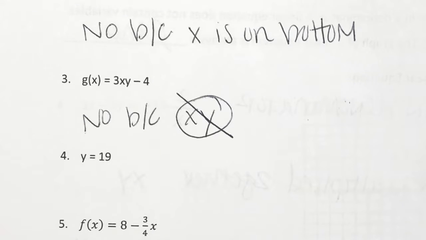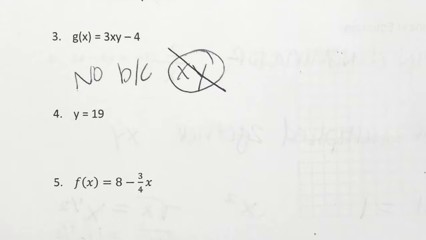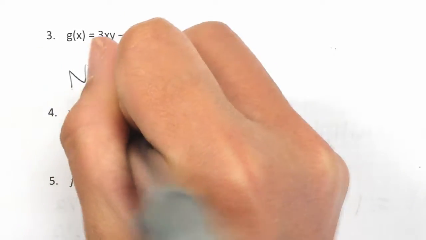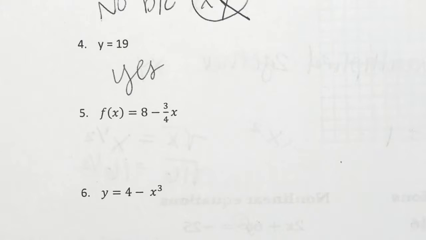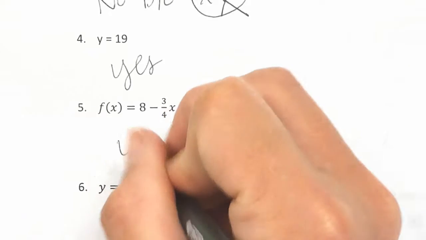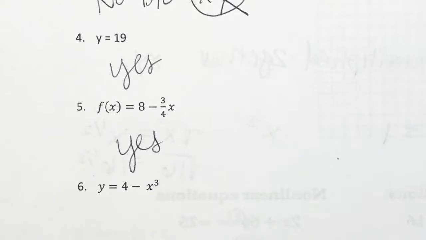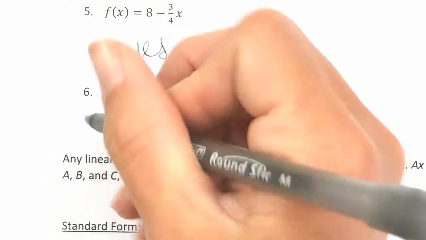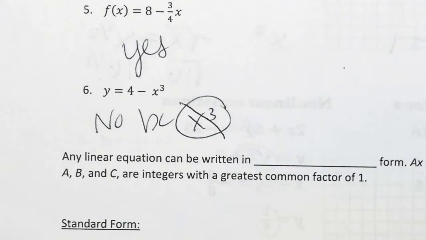Alright, linear or not linear? Good. Anybody else say no? Good. This is linear. Next one? Yes or no? Is that x on the bottom? No. It is not. Next one? Why? Very good. Simple enough?